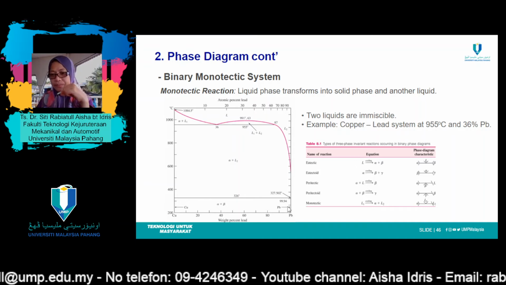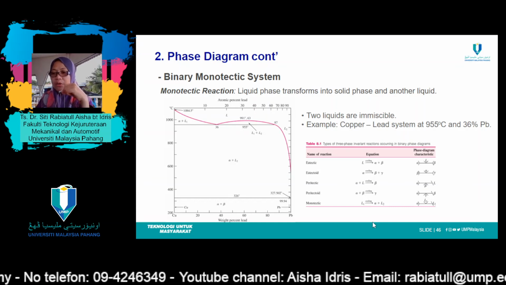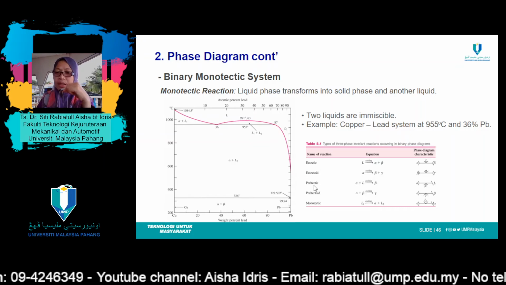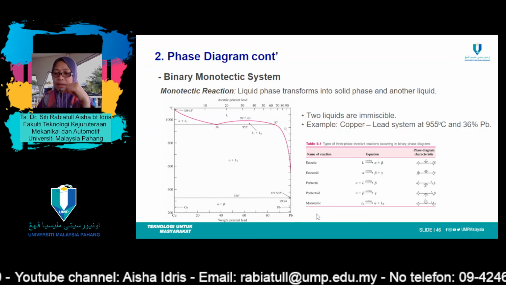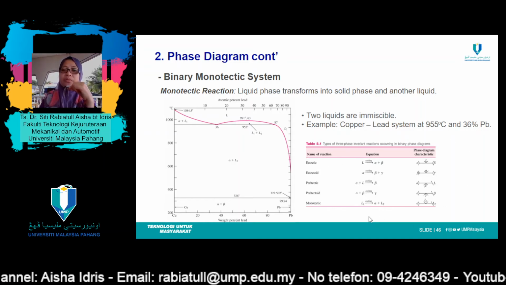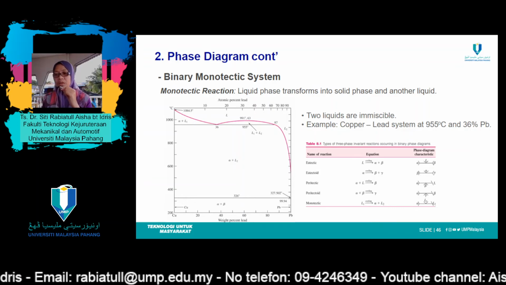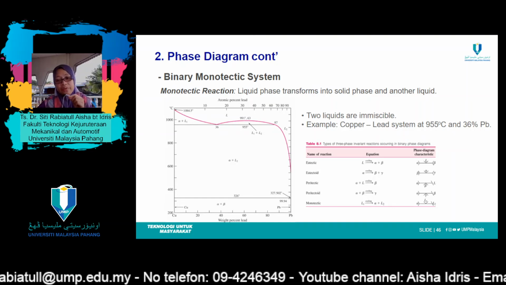All right. And in summary, these are the reactions for binary phase diagrams: eutectic, eutectoid, peritectic, peritectoid, and monotectic. And this is the equation. I think this is the summary for all the transformation of phases in a phase diagram.